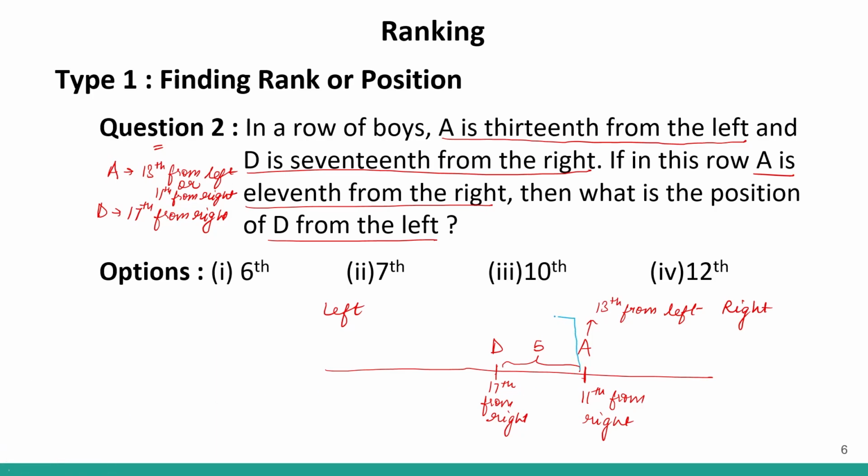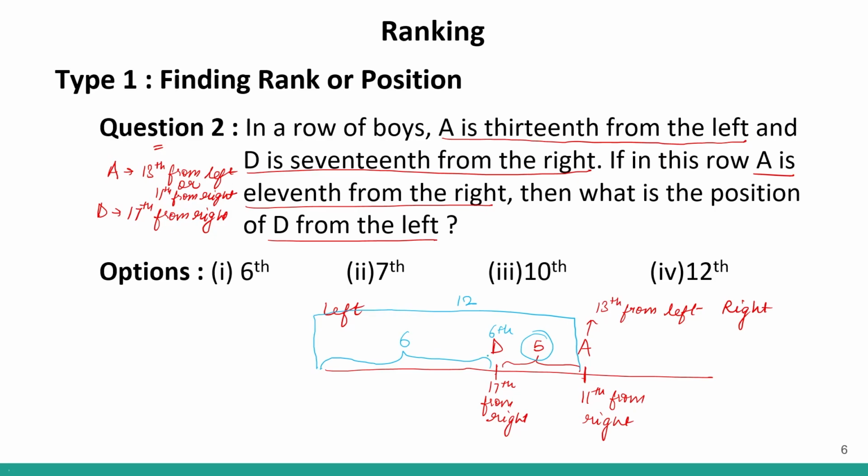After A till here, this portion is basically 12 people, because A is 13th from the left. This portion is 12. Out of which we know we have 5 people over here and the 6th one is D. So this portion will be how many? This portion will be 6 people. We have 5 people here, we have 6th position D, and here we have 6 people.